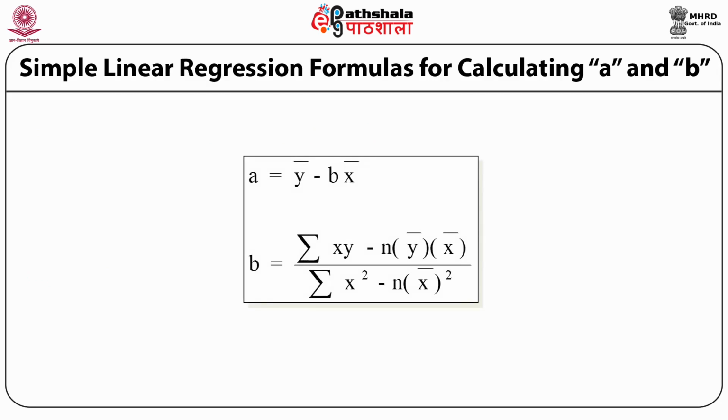A, which is the intercept in the equation, is given as average of y minus b into average of x. But a can only be estimated or calculated after calculating b. B is the slope of the regression line. B can be calculated by using the formula, which is summation of multiplication of x and y subtracted from n into multiplication of averages of x and y, which is divided by sum of x square minus n into average of x square.